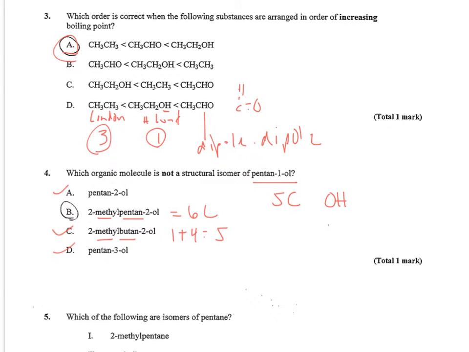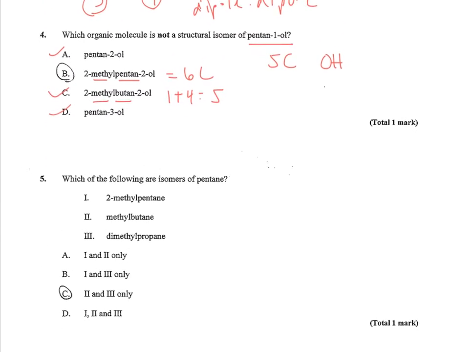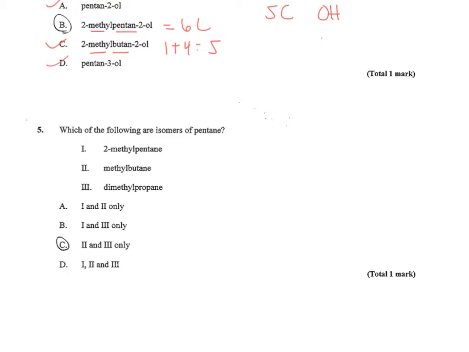Number 5, similar question, which of the following are isomers of pentane? So now we're talking about a 5-carbon alkane. So 2-methylpentane would be 5 carbons with a methyl group off of the second one. So that would actually be an isomer of hexane. Methylbutane would be 4 of them with a methyl group coming off. And dimethylpropane would be 3 carbons with 2 methyl groups coming off. So both 2 and 3 are isomers of pentane with a total of 5 carbons in the structure.